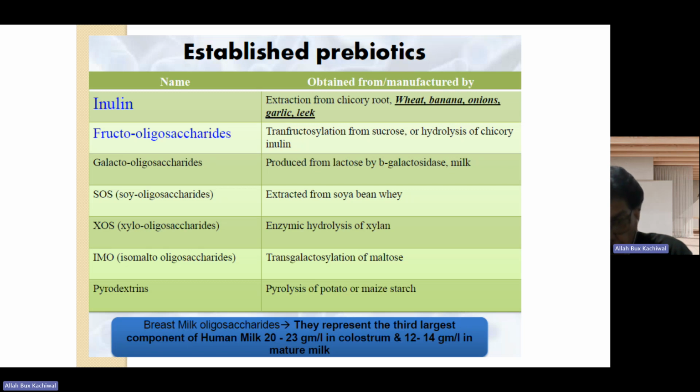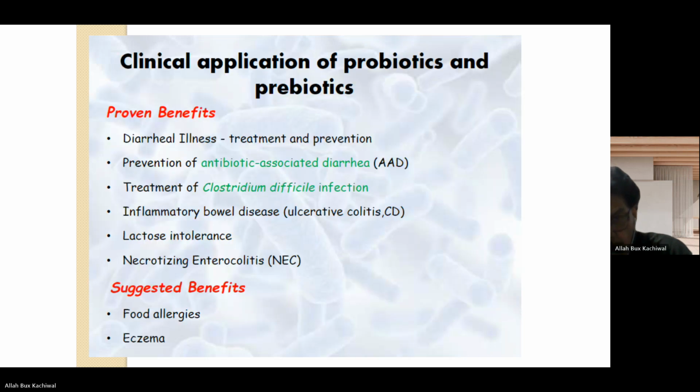Breast milk oligosaccharides represent the third largest component of human milk, 20 to 23 grams per liter in colostrum and 12 to 14 grams per liter in mature milk. The clinical applications of probiotics and prebiotics with proven benefits are diarrheal illness treatment and prevention, prevention of antibiotic-associated diarrhea, and the treatment of Clostridium difficile infection, inflammatory bowel disease, and ulcerative colitis.